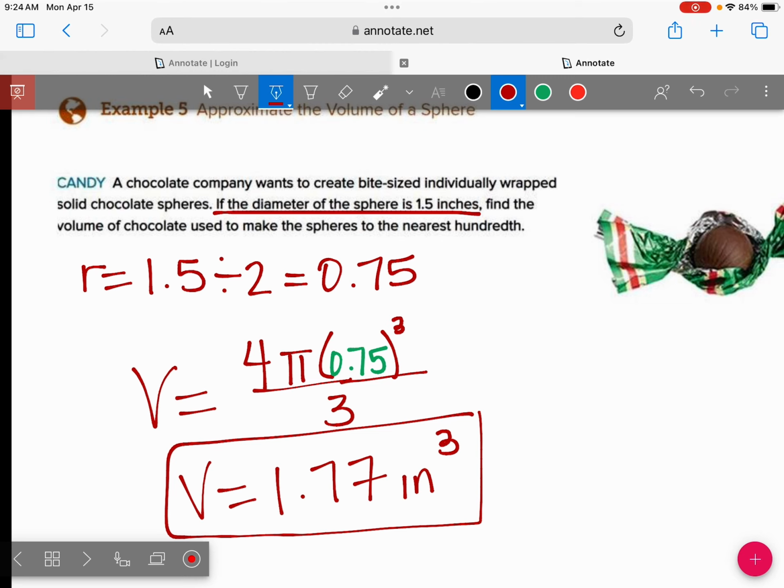Did you get it? You know how to put it in the calculator? Did you put it in the calculator? Anybody over here need help? Okay. All right, so let's finish this out, last two.